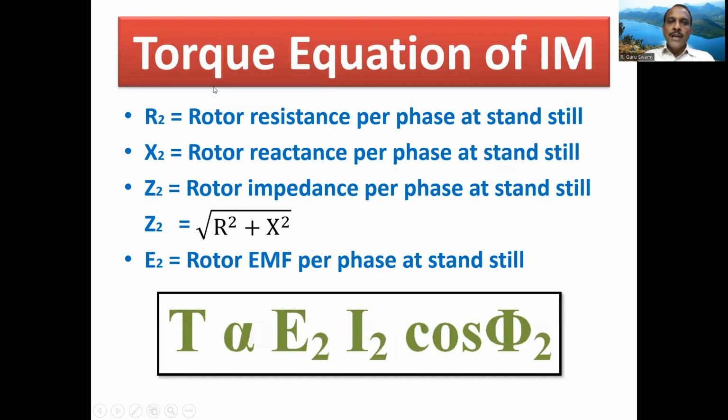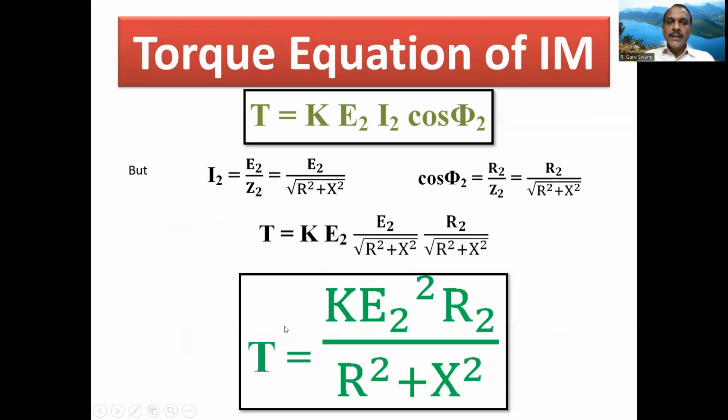Now R2, as I said, is the rotor resistance per phase at standstill. X2 is the reactance per phase at standstill. Z2 is the impedance, Z2 is equal to square root of R2 square plus X2 square. We continue with the previous equation. I keep a constant K, so torque is equal to K into E2 I2 cos phi 2.